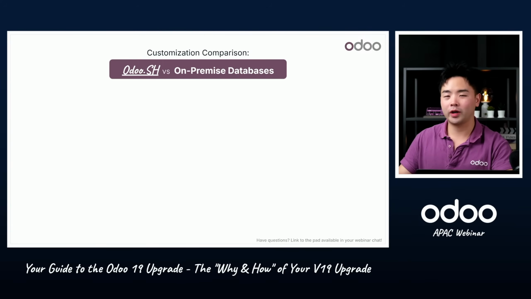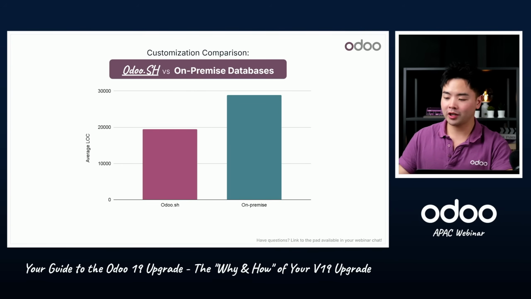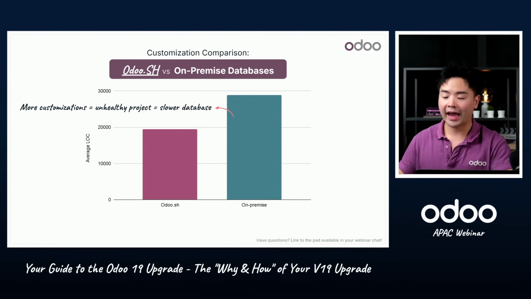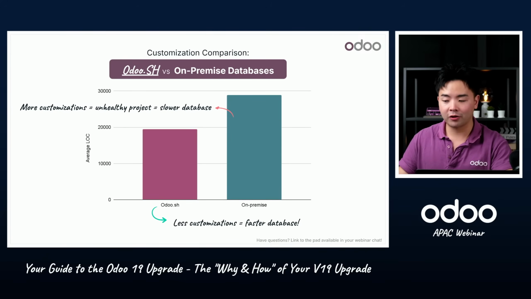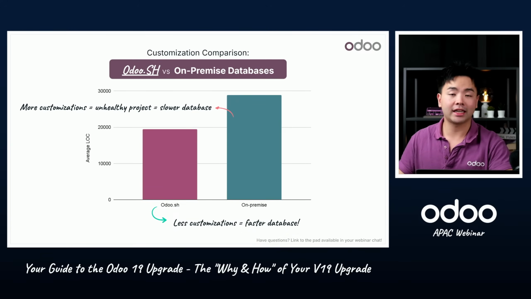And just to make a quick comparison between databases that are hosted on Odoo SH versus databases that are hosted on-premise, both hosting options allow for customizations, but you can see that databases that are hosted on-premise have, on average, more lines of code. So more customizations means more of an unhealthy project and a slower performing database. Whereas for Odoo SH, on average, having fewer lines of code means less customization and results in a database that performs at peak speeds.